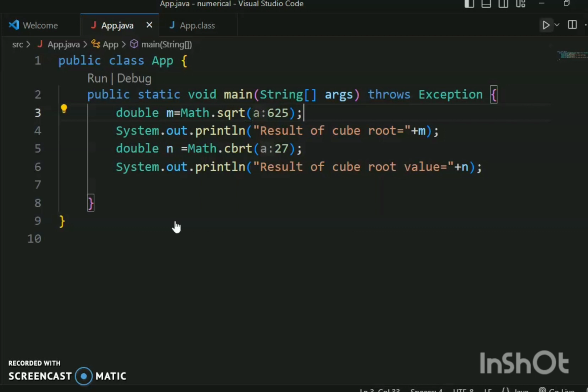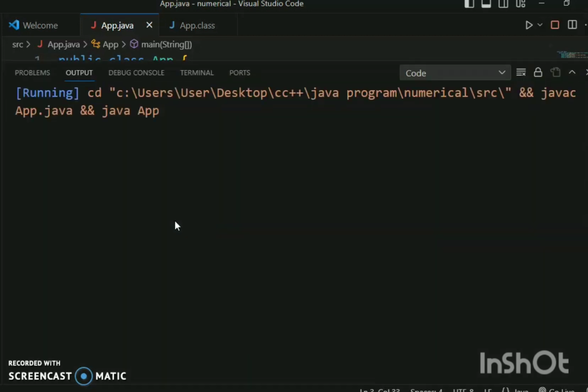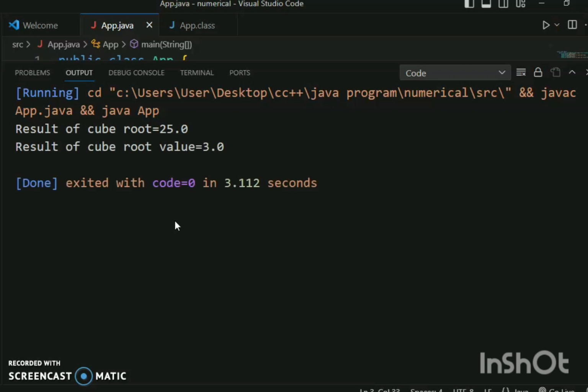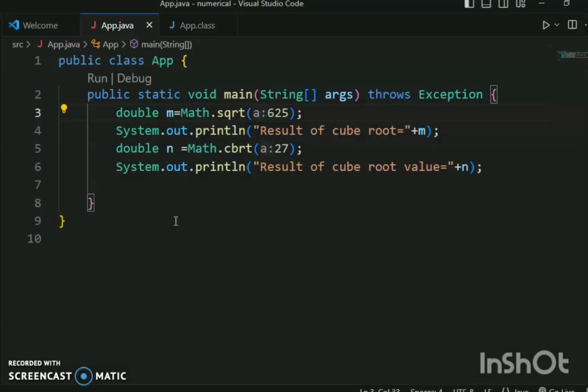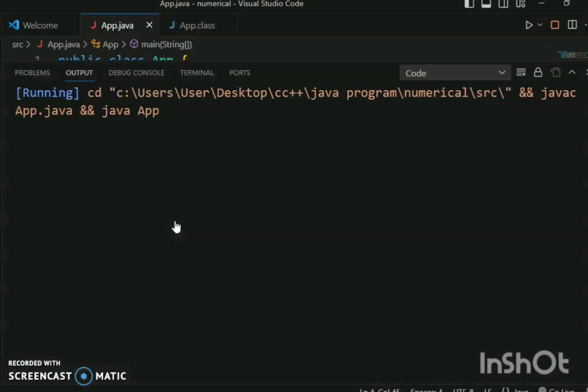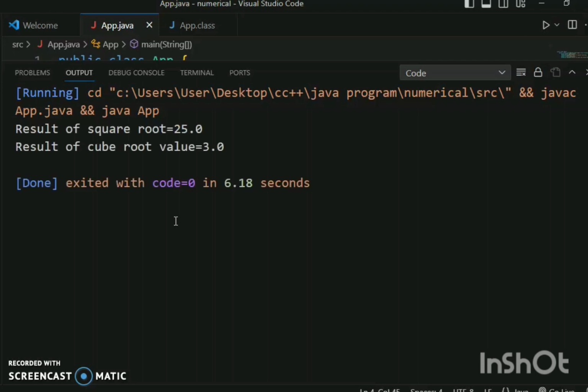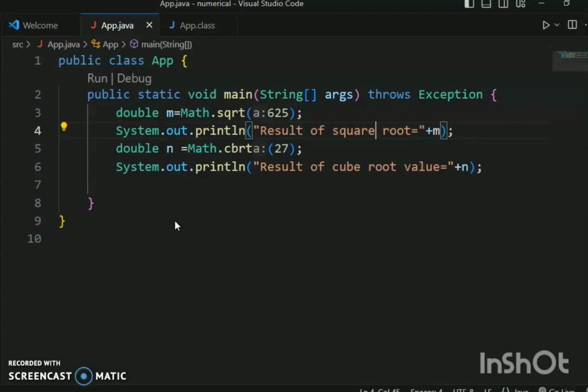Now let's see what my output is. It is not cube root, it's square root. I just change it to result of the square root. So whatever I get as the value, the result of square root is equal to 25, and the result of cube root is equal to 3.0. So this is the power of the mathematical libraries.